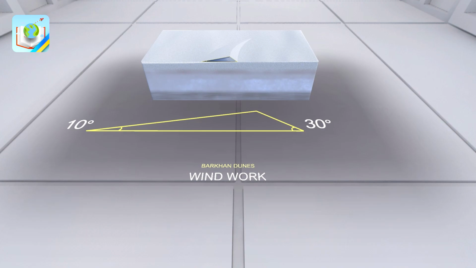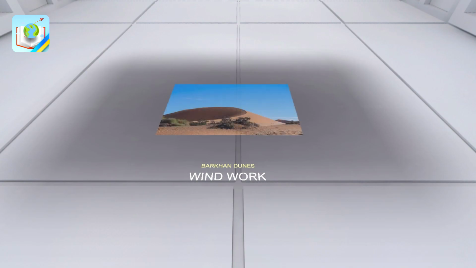The steepness of a long windward slope is 10 to 15 degrees, and a short leeward slope is up to 35 degrees. Sometimes the barchans, merging with each other, form barchan chains, the length of which can reach 10 to 15 kilometers. The barchans and barchan dune chains can move due to the transfer of sand from the windward slope to the leeward slope.